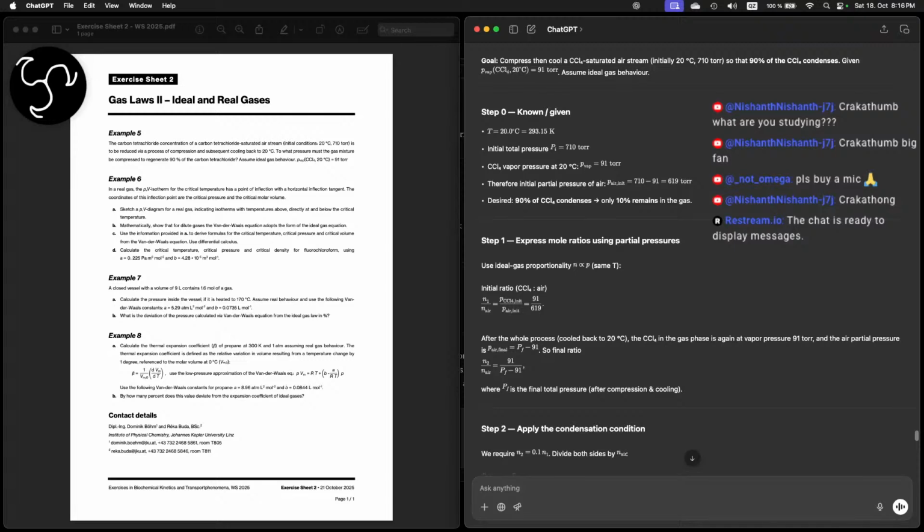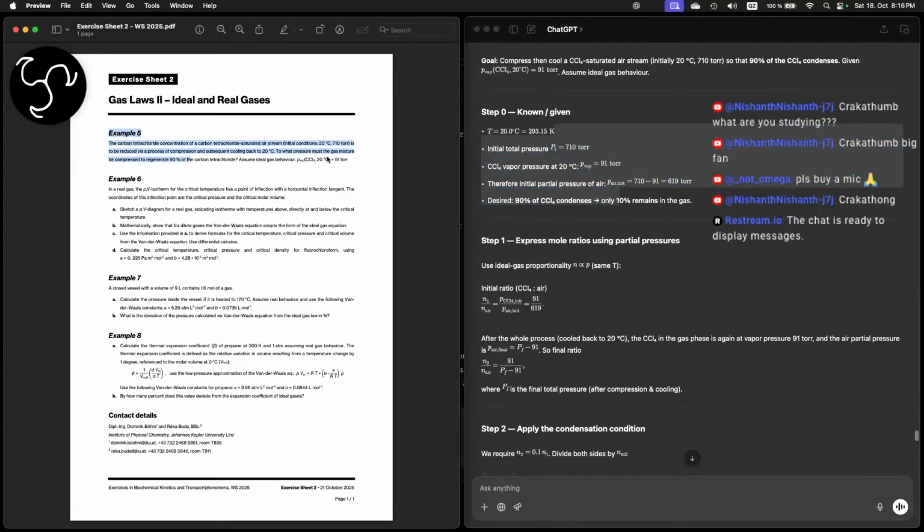Yo. Okay, I'm really sorry I couldn't see the chat because I was using my tablet. And Crakathumb, what are you studying? Well, right now I'm studying. I'm doing an assignment on biochemical kinetics, and I just did one example. Just the one example. That's all I did.